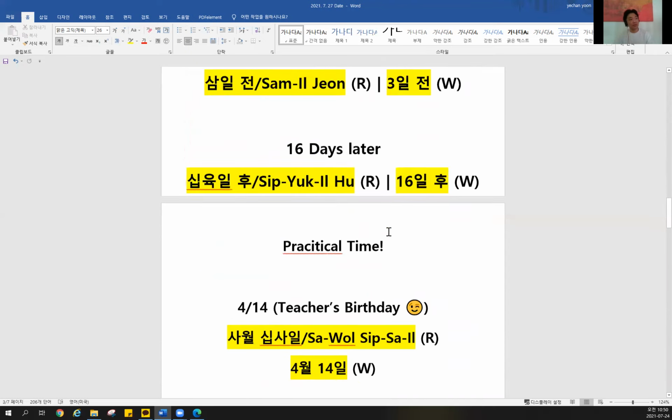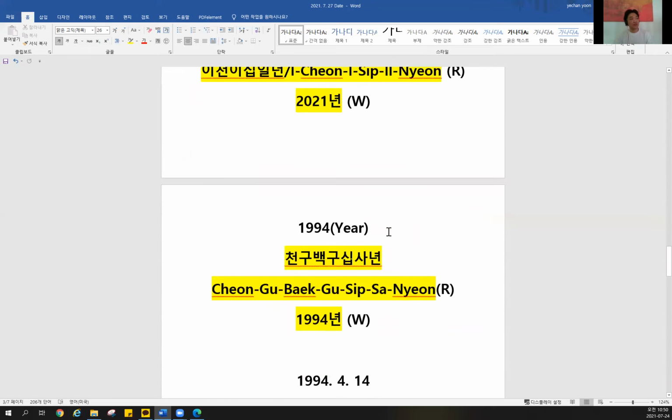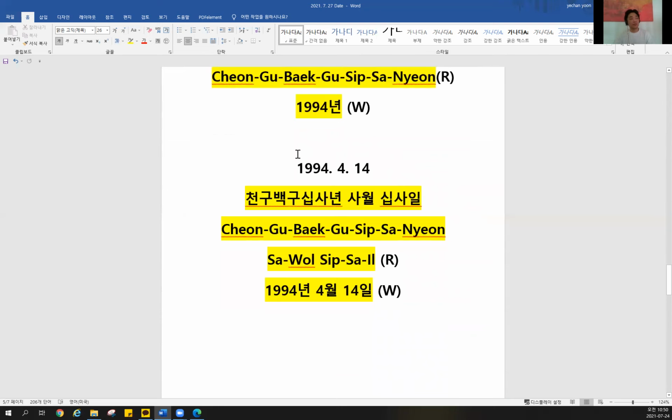So we have an example. I'm gonna give the example just for this one because this is my birth year and my birthday. So please remember this one in your mind. Okay, so how can you say 1994 April 14th? You can say 1994년 4월 14일. How to read it and how to write it down.